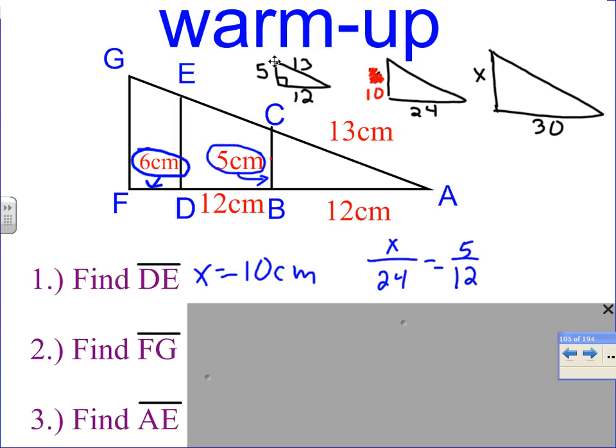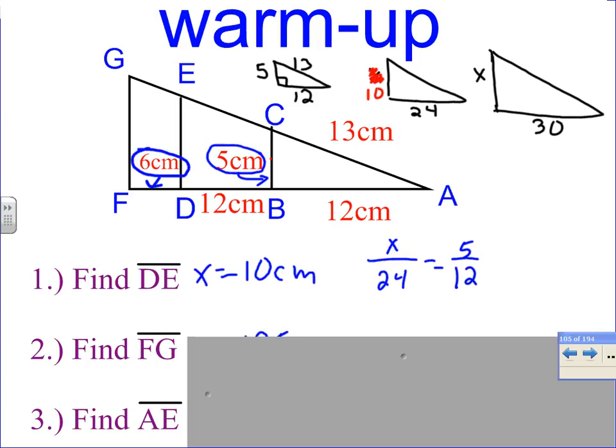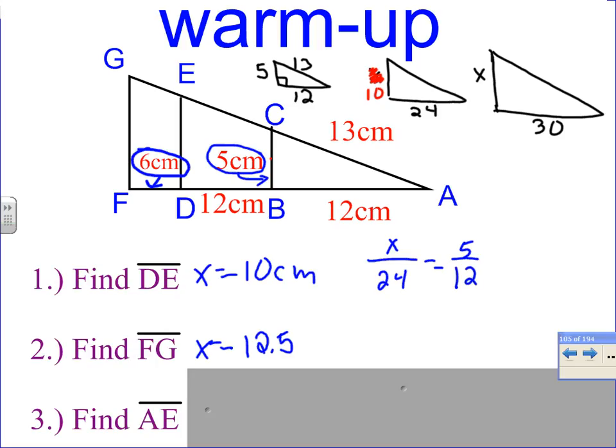Anyone have any other proportions for number 2? Okay, regardless of your proportion, what did you get for the answer? Donatus, what's FG? Good. 12.5 centimeters. So you also could have had 5 over 12 equals x over 30, which is the same thing as 10 over 24 equals x over 30. So there were a handful of proportions for this one as well. Okay. You guys with me now? Do you think this is easier now or no?